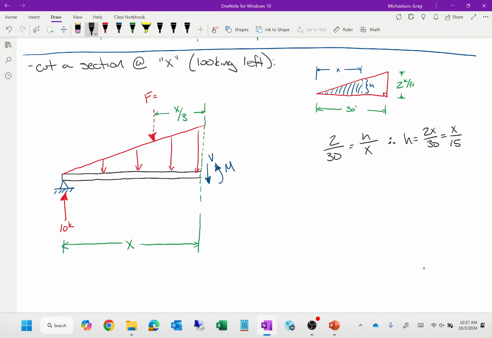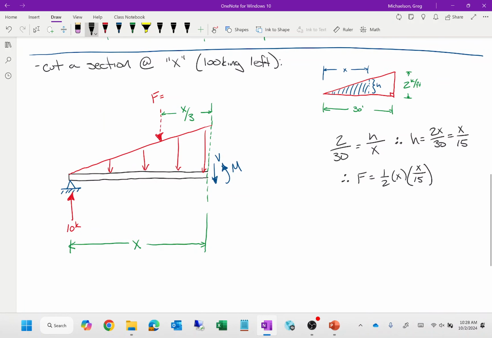And by the way, I'll just go ahead and tell you, I'm probably going to be a little fast and loose with documenting units because every force unit is going to be in kips, every distance unit is going to be in feet. So I'll let the context take care of that. So therefore, F is going to be one half base times height, or x squared over 30. Is that a fair point?